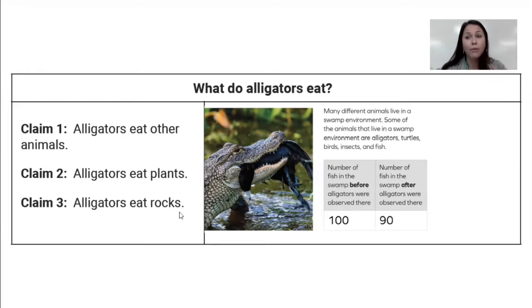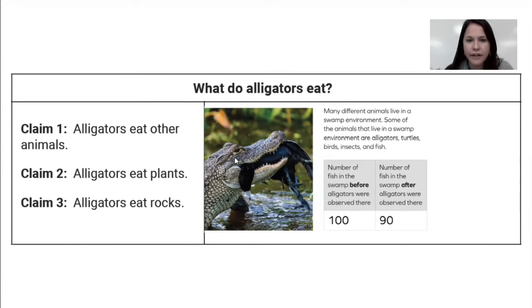Now, you might already have an idea as to which claim you think is right, but we're going to look over here in order to find some evidence to support our claim. So we need to look over here to see what evidence we can find to support one of these answers. We're going to be looking to see if we think alligators eat other animals, if they eat plants, or if they eat rocks. So let's look over here.